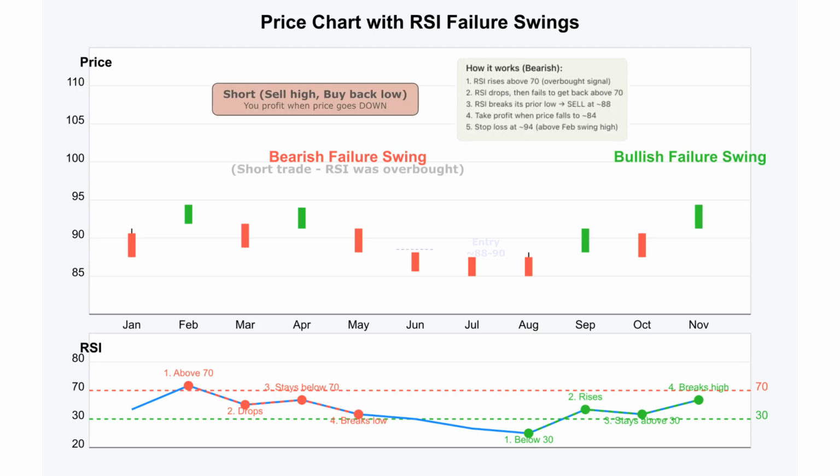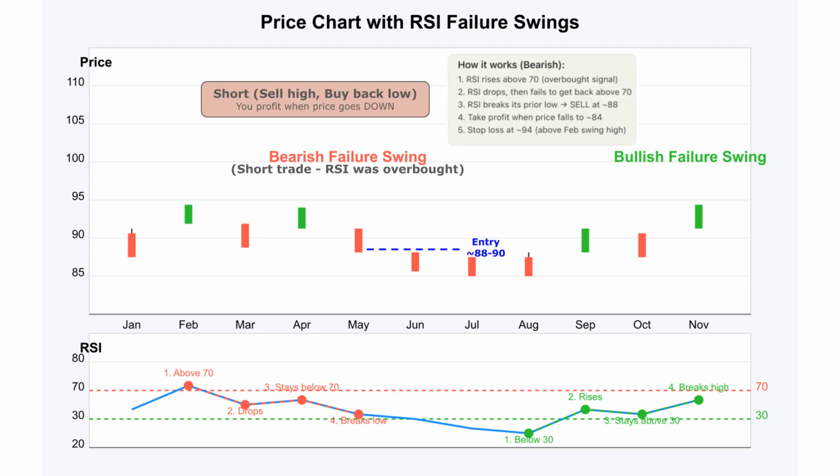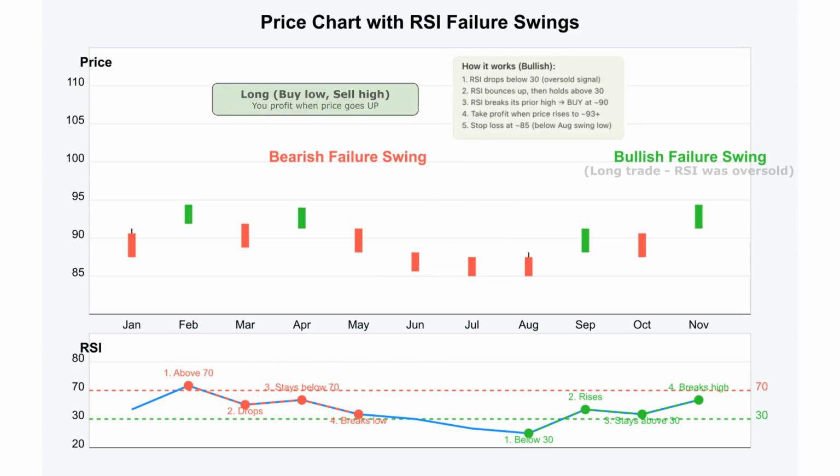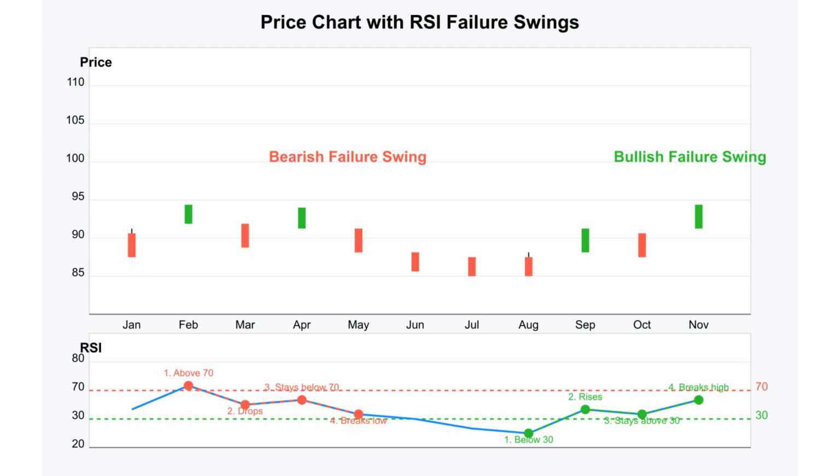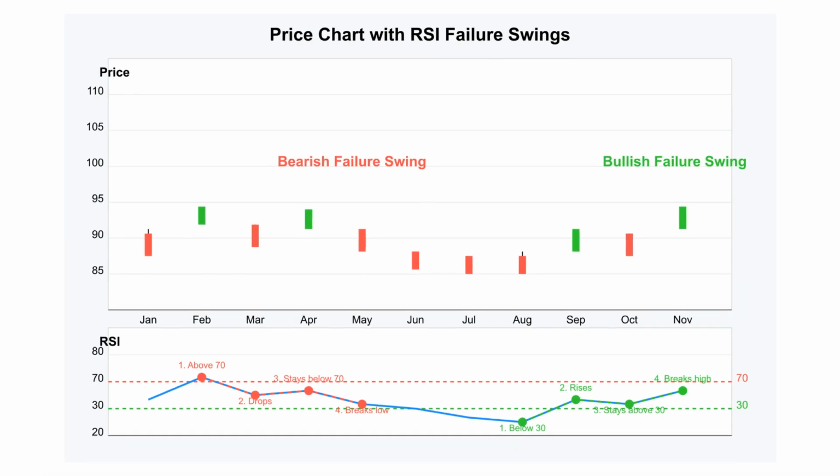For bearish swings, consider short entries when RSI breaks its previous low, with stops above recent swing highs. For bullish swings, look for long entries when RSI breaks its previous high, with stops below recent swing lows. Enhance reliability by confirming with volume, moving averages, or key support and resistance levels. Mastering failure swings gives you a decisive timing advantage in catching reversals early.